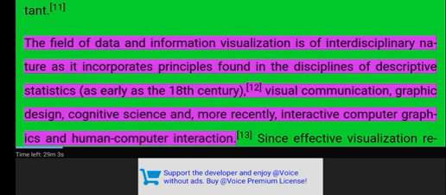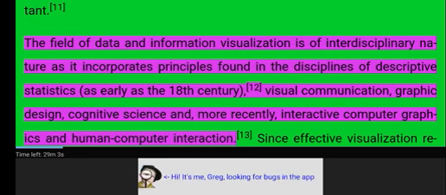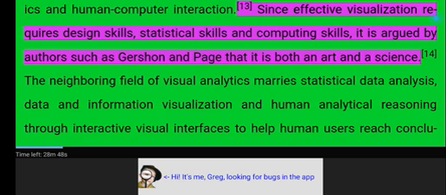The field of data and information visualization is of interdisciplinary nature as it incorporates principles found in the disciplines of descriptive statistics, as early as the 18th century, visual communication, graphic design, cognitive science and, more recently, interactive computer graphics and human-computer interaction. Since effective visualization requires design skills, statistical skills and computing skills, it is argued by authors such as Gershon and Page that it is both an art and a science.